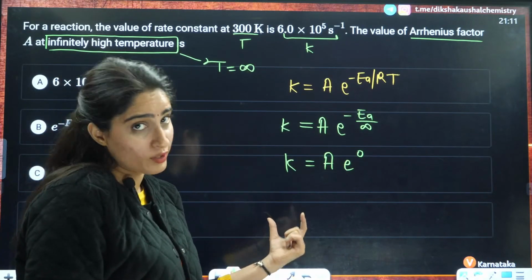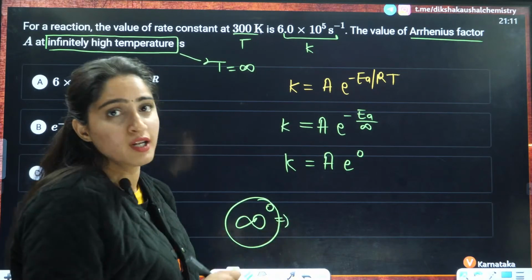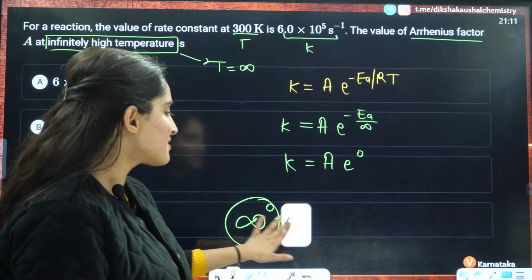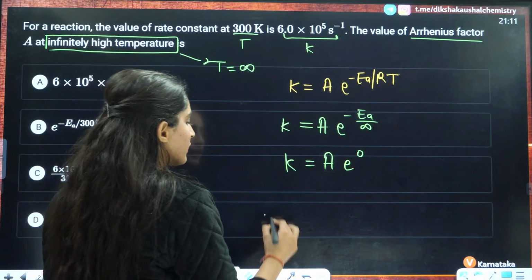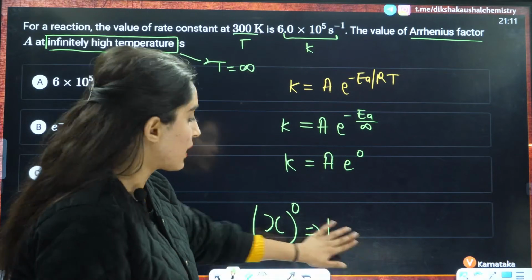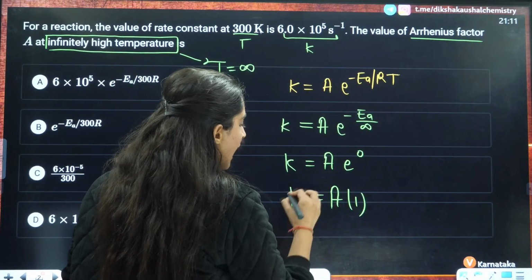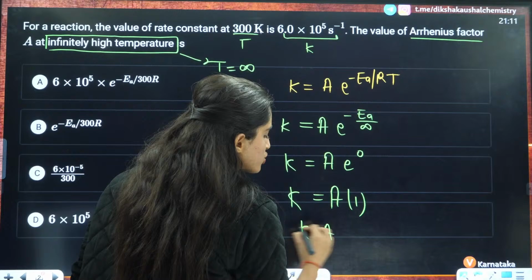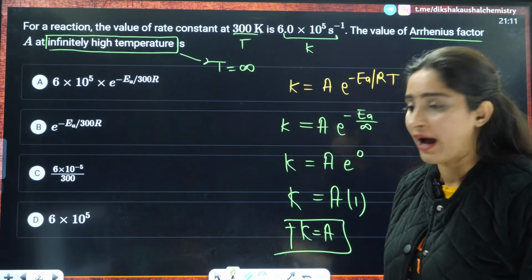That is actually a contradictory thing. This is actually a very controversial question in math, but I have written it here. What you need to understand is, anything raised to power 0 is always 1. So here we can write this is 1 and this is k. So k = A. And they were asking us to find out the value of A.